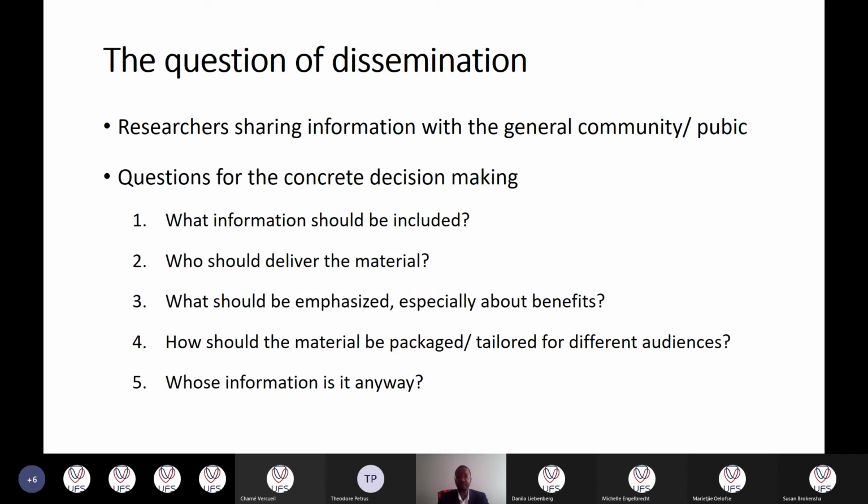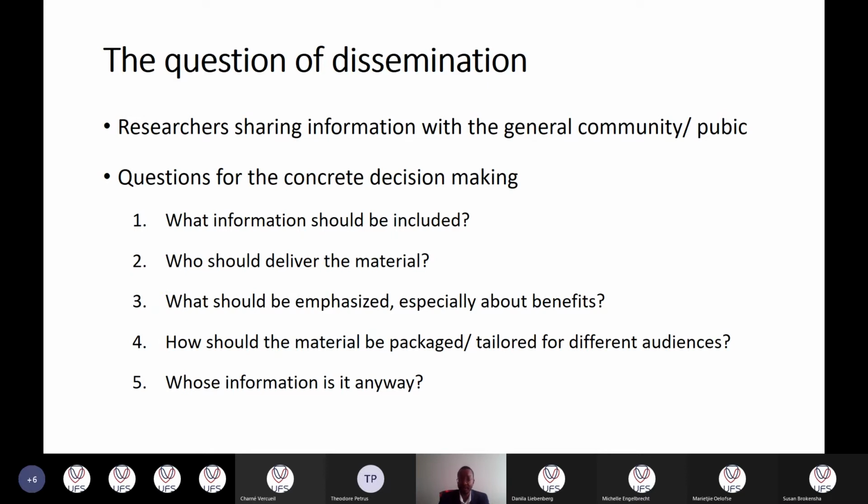Now, the question of dissemination, and I'm close to the end now. There's this question of dissemination, as I mentioned at the beginning, that researchers would wish to share information with the general public or the community. The questions that should be asked for concrete decision making should be: what information should be included when I share in a dissemination activity with the community?